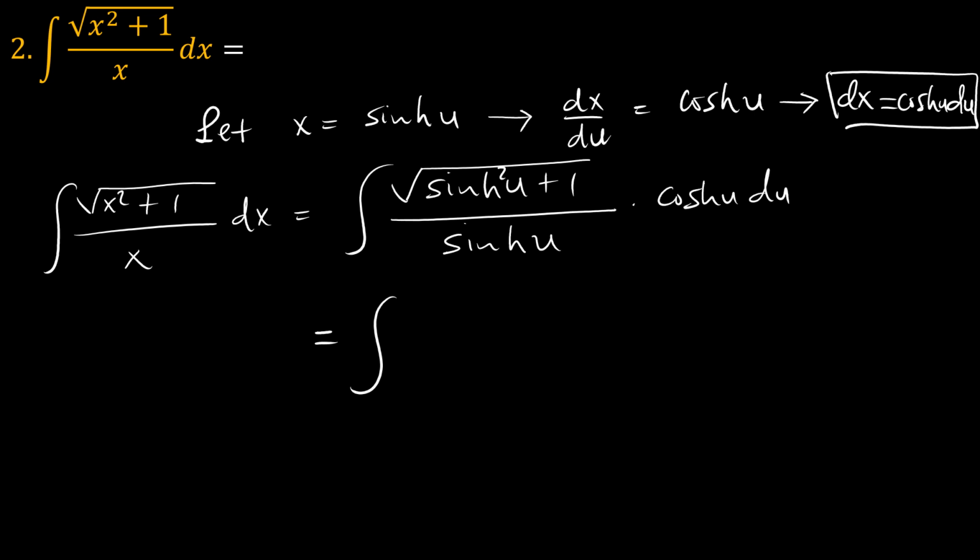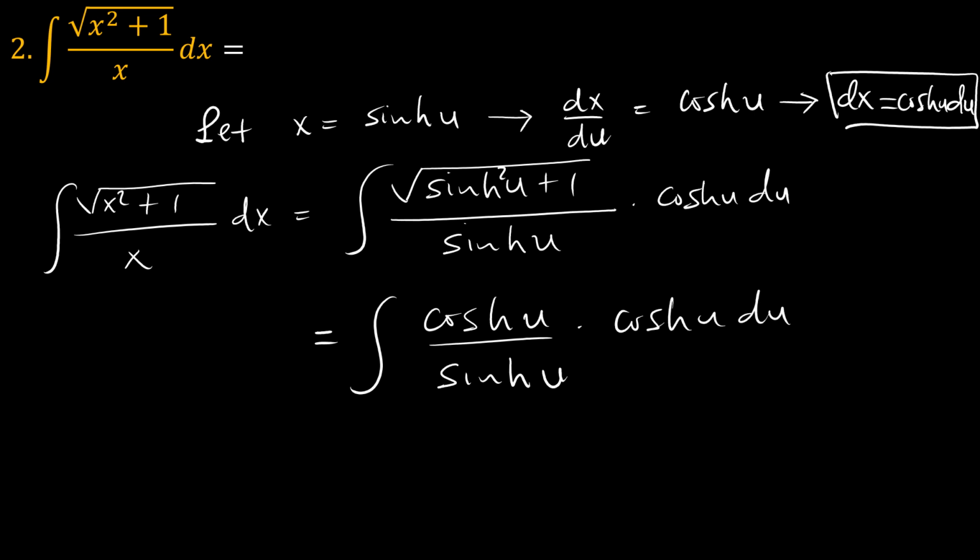And this becomes, at the very top, we do have cosh u over sinh u, like that. So essentially we just have the square of a hyperbolic cosine of u over the hyperbolic sine of u, integrated.